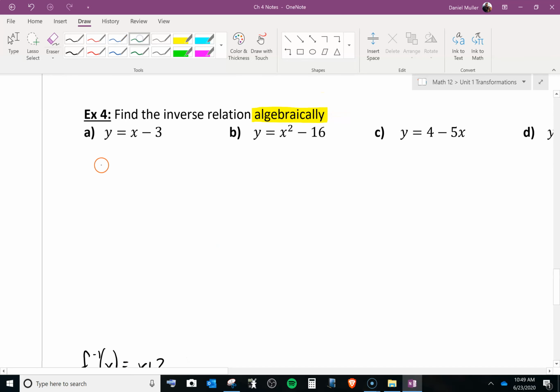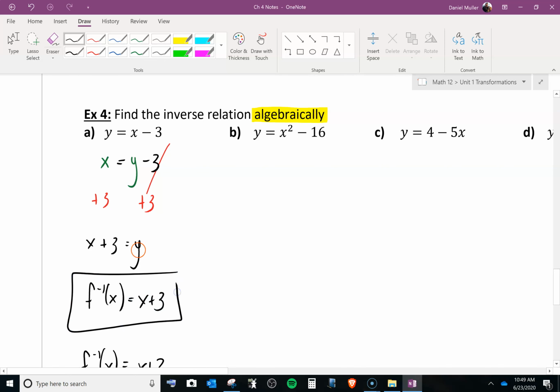So step number 1, swap the x and the y. So there's x, there's y. Step number 2, get the y alone. So we'll add 3 to both sides. So you have y equals x plus 3. Done. Now I like to write the y first on this side, but I like to write the inverse of f. I like to write it like that, the inverse notation, and then it's x plus 3.